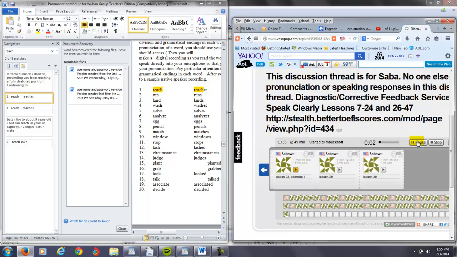1. Reach, reaches. Perfect. 2. Run, runs. 3. Land, lands. Now, that S sound, you want to make it more of a Z after a voiced consonant. So it's lands, runs, reaches. Wash, washes. 5. Solve, solves. Good, that was good. Analyze, analyzes.